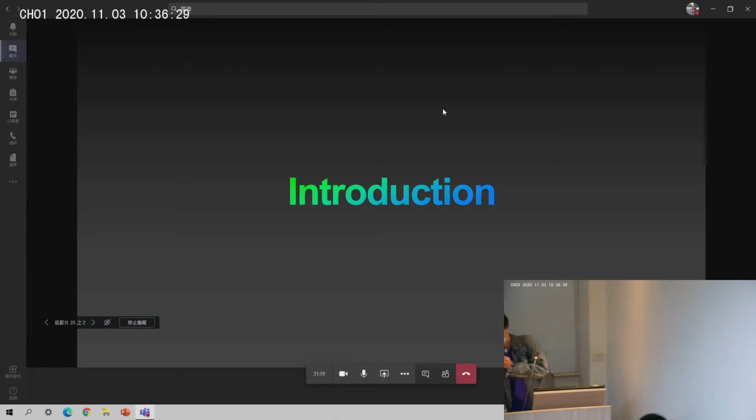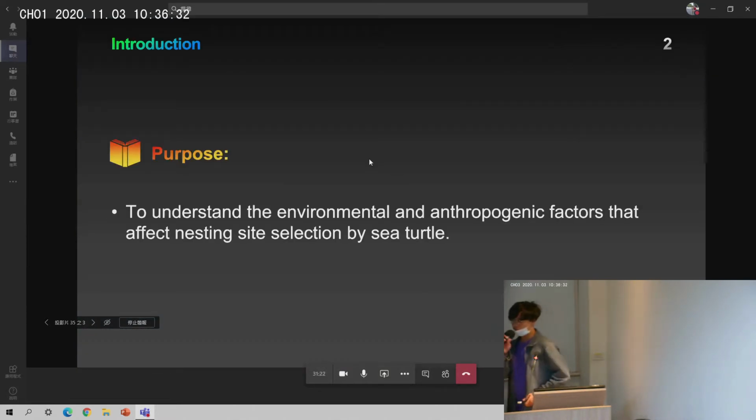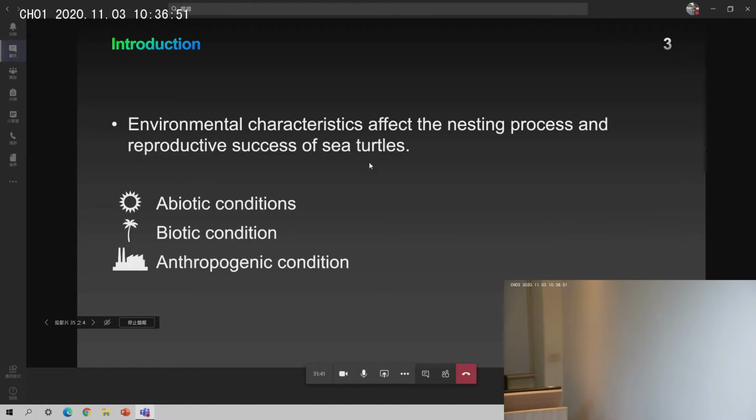And here is my introduction. Our main purpose is to understand how environmental and anthropogenic factors affect nesting site selection by sea turtles, because it is the key to maintaining priority conservation areas. Environmental characteristics affect the nesting process and reproductive success of sea turtles. The main characteristics are abiotic conditions, biotic conditions, and anthropogenic conditions.